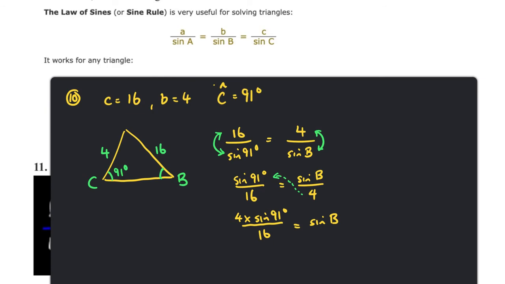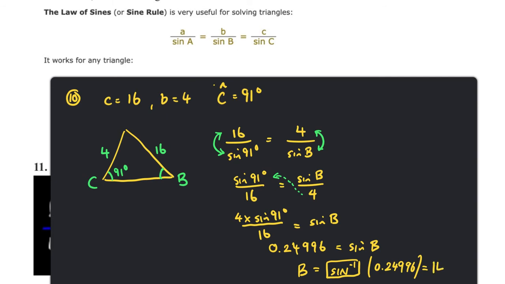So let's work out sine b first. So sine b works out to be 0.24996. I've gone for 5 decimal places here, because to find b, we've got to use this sine to the minus 1 or inverse sine button. And that will give us the actual angle. So we put 0.24996 in inverse sine, and the answer we get is 14.475, so 14.48 degrees. Great job, thanks.